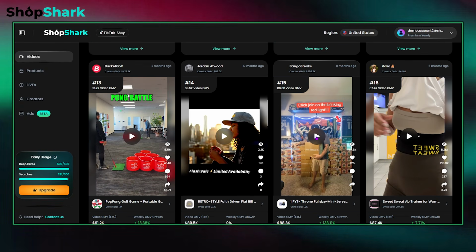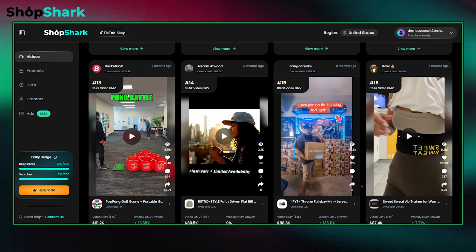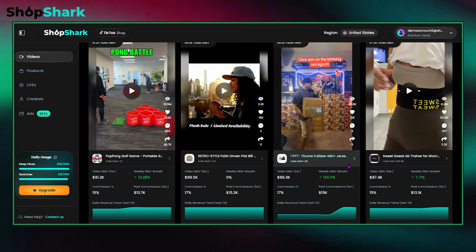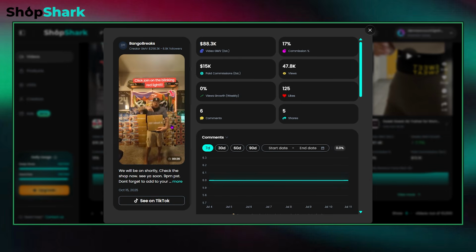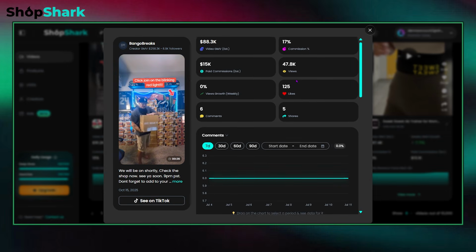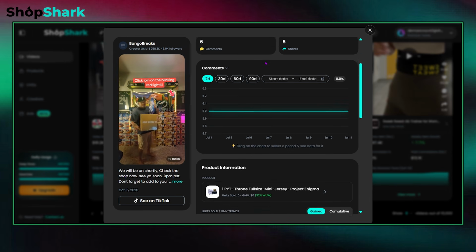This saves a huge amount of time compared to manually searching through TikTok. Opening any video gives you even more insights, including its performance metrics, the product it's promoting, and other useful data that helps you understand why it's working. Instead of guessing what kind of content converts, you can study proven examples and use those insights to build a stronger content strategy of your own.